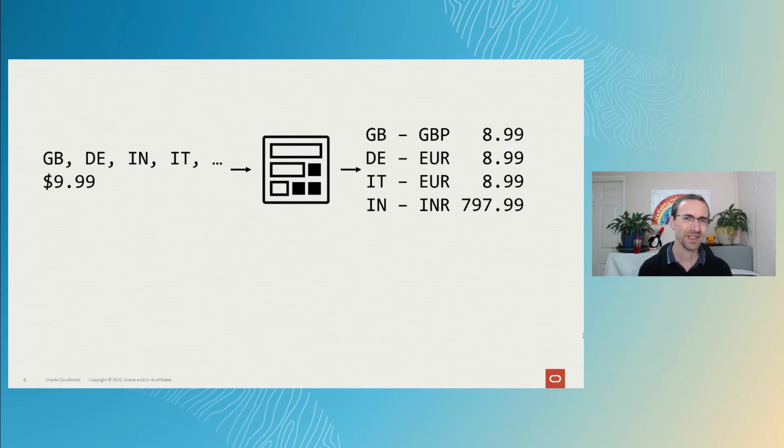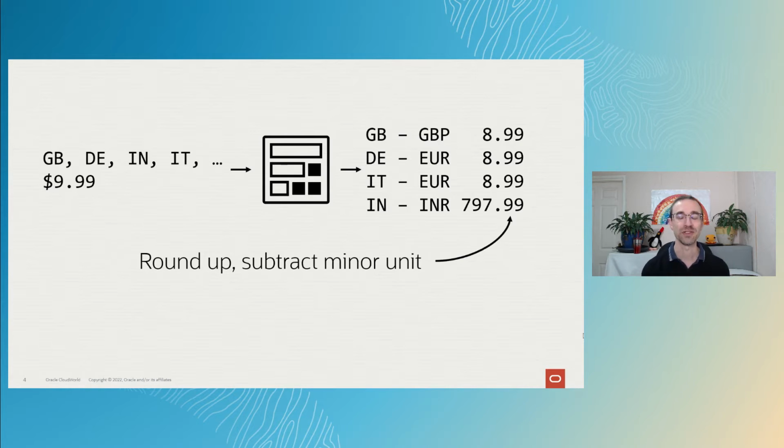Now, if you look at those final prices, you'll notice they're all kind of nice prices. There's something 99. They're not just a straightforward currency conversion. After actually doing the conversion, the business wants us to round up to the major unit and then subtract off the minor unit, if there is one. So we get all these something 99 prices as a result.